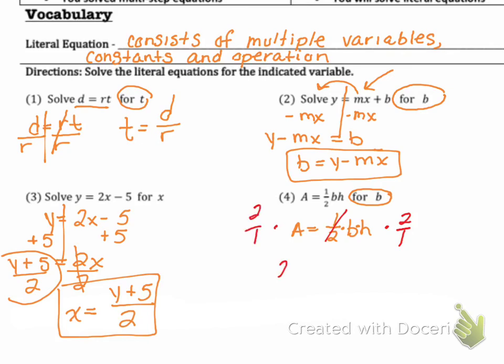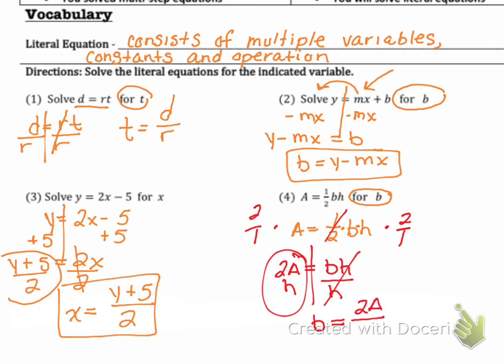So now I'm left with 2a. It's usually the most complicated part of this, so I'm going to let that sink in. What did I just do? So that is equal to b and h, and I'm trying to get b by itself, so I've got to get rid of the h, and I'll divide both sides by h. So h cancels. I'm going to write b first. B is equal to, and then this whole thing right here, 2a all divided by h.